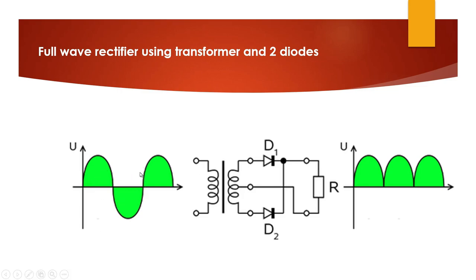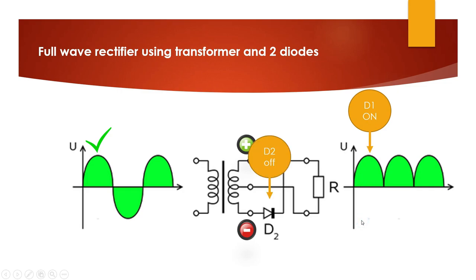On the left side we have the input. For the input, first will be the positive cycle. When this is positive, what will happen? D1 will become positive and D2 will become negative. When D1 is positive, D1 gets forward biased, so it will be on, and D2 will become reverse biased, so it will be off. So we will get the first output, this part, due to D1 being on.